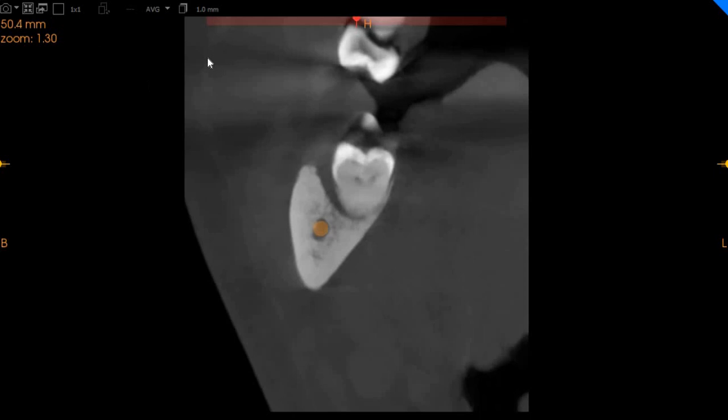So this is the wisdom tooth right here. As you can see, we've got a radiolucency on the buccal aspect. The wisdom tooth is lingually placed. We've got very thin lingual bone, and initially we've got approximately 2 millimeters of space between the inferior alveolar nerve and the lower right wisdom tooth.